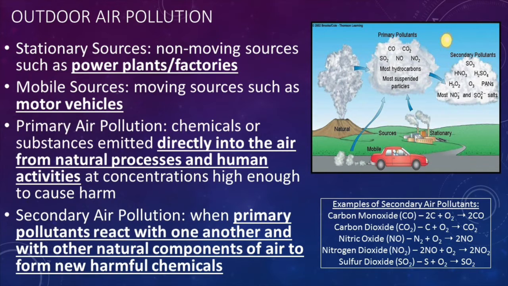Pollutants themselves can be broken up into further groups based off of mobility and reactivity. Mobile sources include things such as motor vehicles, and stationary sources include power plants and factories, aka things that are not moving around. Reactivity is a major concern with certain pollutants. If a chemical is emitted into the air and on its own it is found in a concentration high enough to cause harm, then it is considered to be a primary pollutant. If the chemical reacts with something else in the atmosphere to cause harm, then it is a secondary pollutant. Examples of secondary pollutants include carbon monoxide, carbon dioxide, nitric oxide, nitrogen dioxide, and sulfur dioxide.